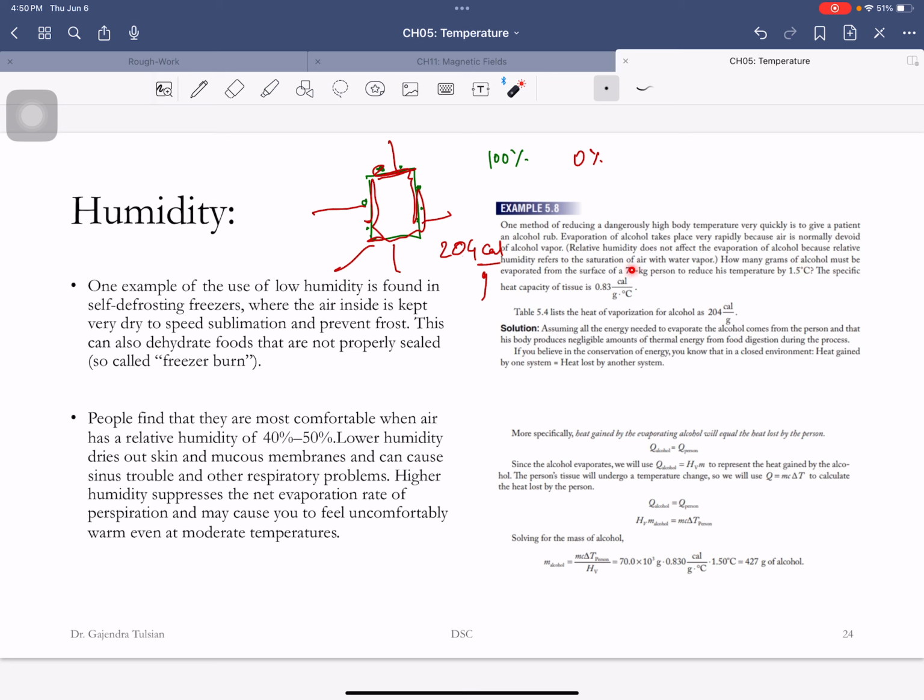Okay, so again, you'd give an alcohol rub because alcohol evaporates very fast, and the humidity is high and their sweat is not evaporating. So that's a way to cool down a person. A 160 pound person can be cooled down by about 3 degrees Fahrenheit by rubbing about a soda can's worth of alcohol on their body.